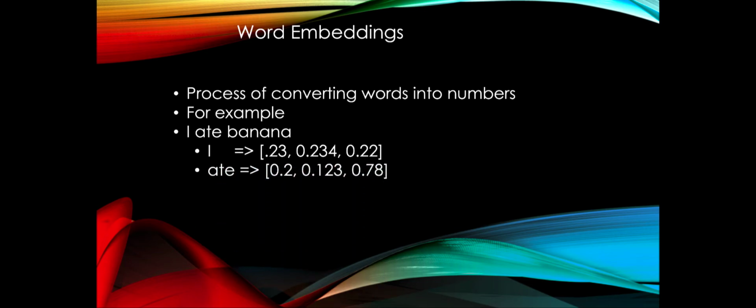Similarly, the word "ate" is represented by another array of three numbers: 0.2, 0.123 and 0.78. Similarly, the word "banana" is represented as an array of three numbers: 0.4, 0.3, 0.98. This array of numbers is also known as a vector, and since each array contains three numbers, it is known as a three-dimensional vector, right?